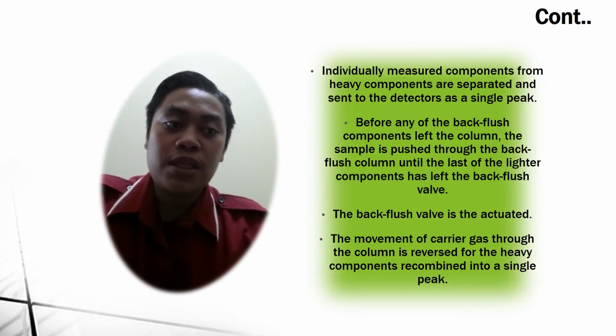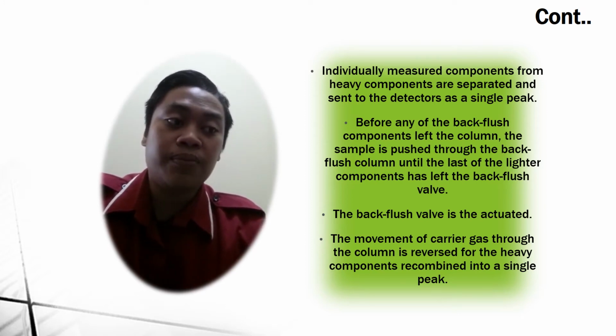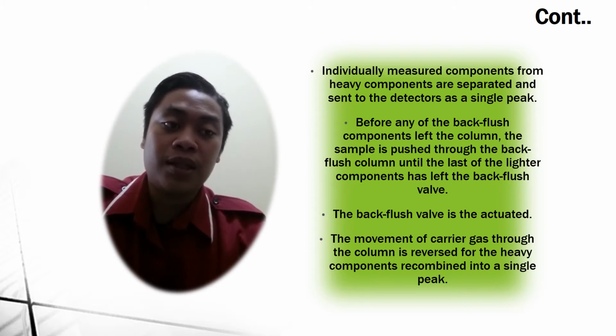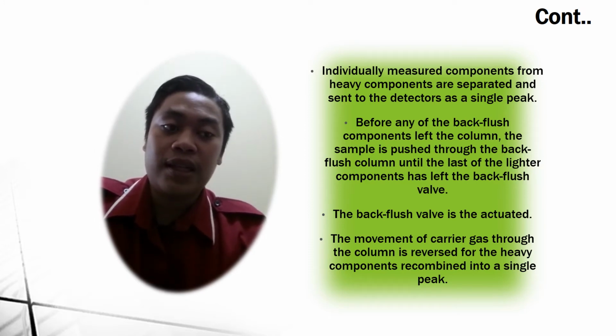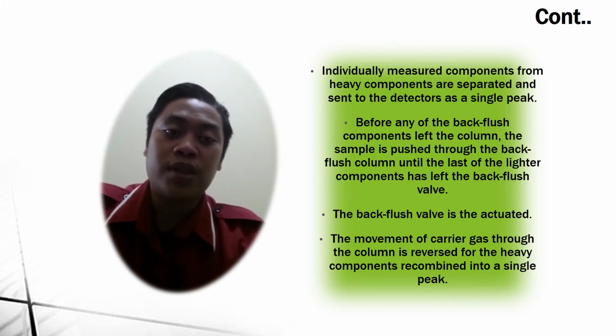Individually measured components are separated from heavy components and sent to the detectors as a single peak. Before any of the backflush components leave the column, the sample is pushed through the backflush column until the last of the lighter components has left. The backflush valve is then actuated. The movement of carrier gas through the column is reversed so the heavy components recombine into a single peak.